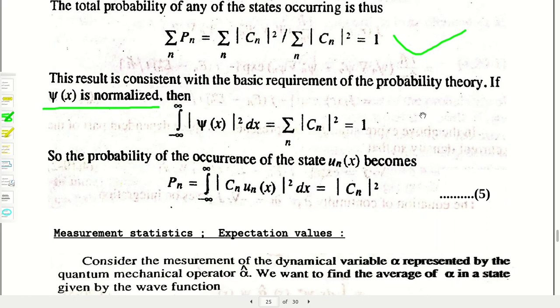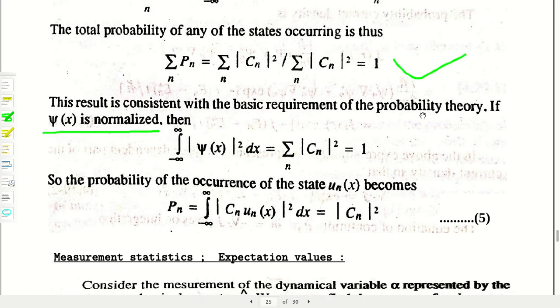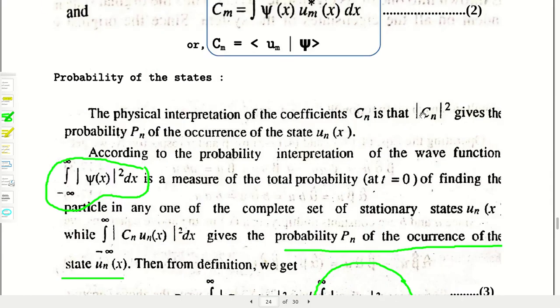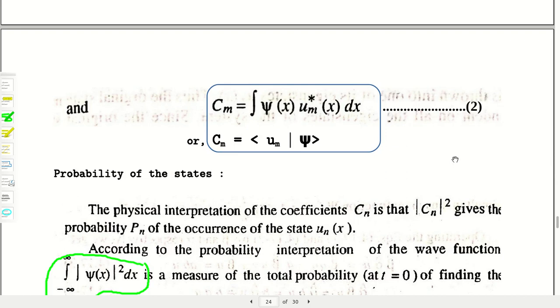Now, what we have found: we have used the eigenvalue equation, and we found the expansion coefficient Cn. How the expansion coefficient Cn can be determined, we have found in equation number 2. Here you can find the expansion coefficient. It is known to us because this integration can be done, and all the expansion coefficients can be found.